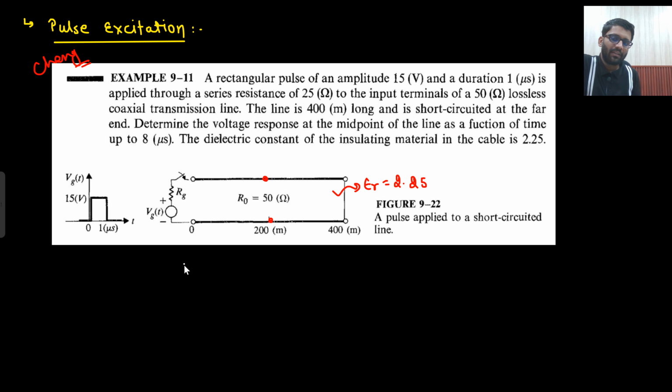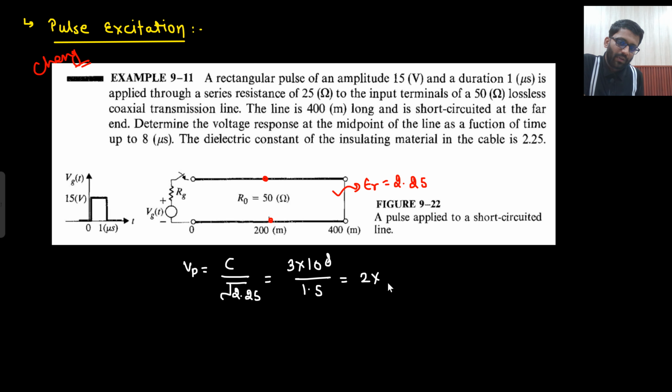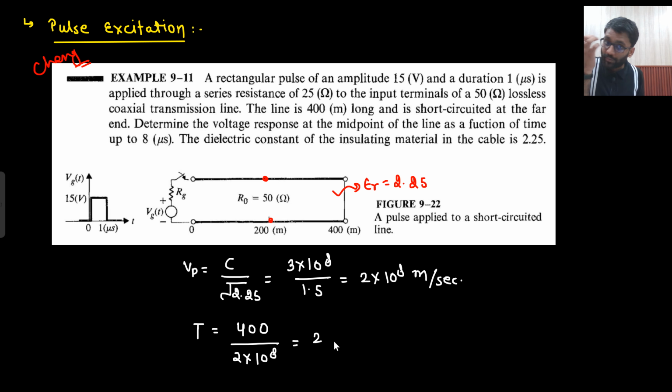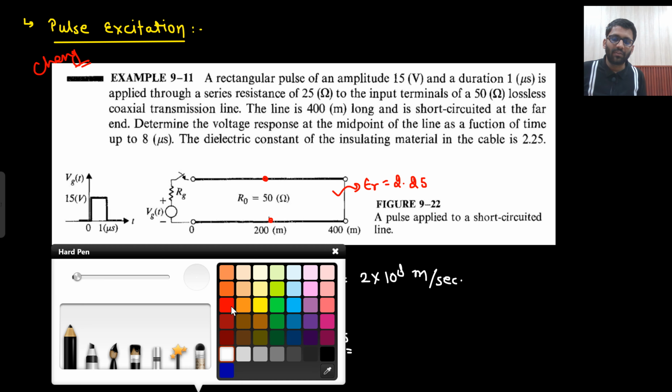What will be the speed? Speed will be c by under root epsilon r. Under root 2.25, that would be 3 into 10 to the power 8 upon 1.5. So that would be 2 into 10 to the power 8 meter per second. So what will be the transit time? Transit time will be length upon speed. That would be 400 upon 2 into 10 to the power 8. So that would be 2 microsecond. So it will take 2 microsecond if this is t equals to 0.